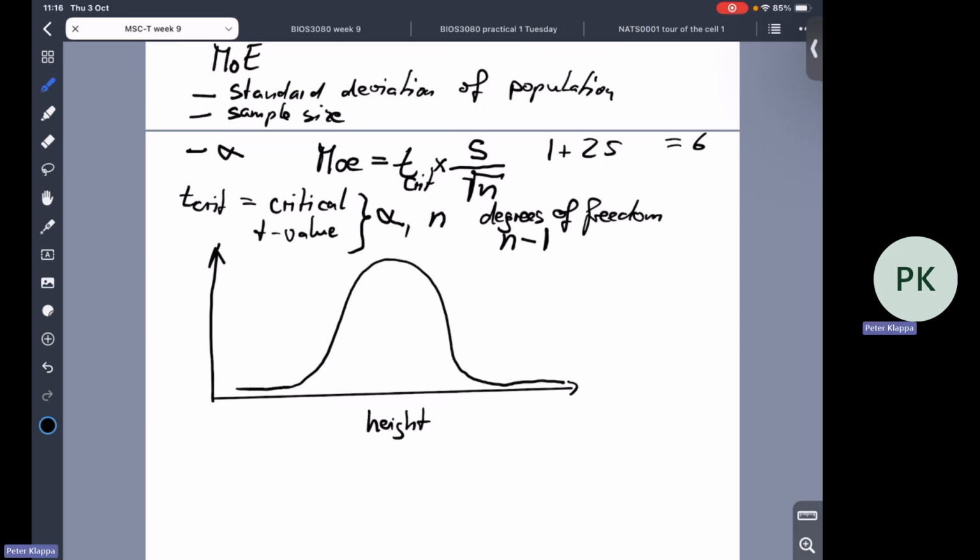And there are a few people who are extremely tall. But the majority of these people is probably somewhere in between here. Does anyone know what this distribution is called? It's the normal distribution.